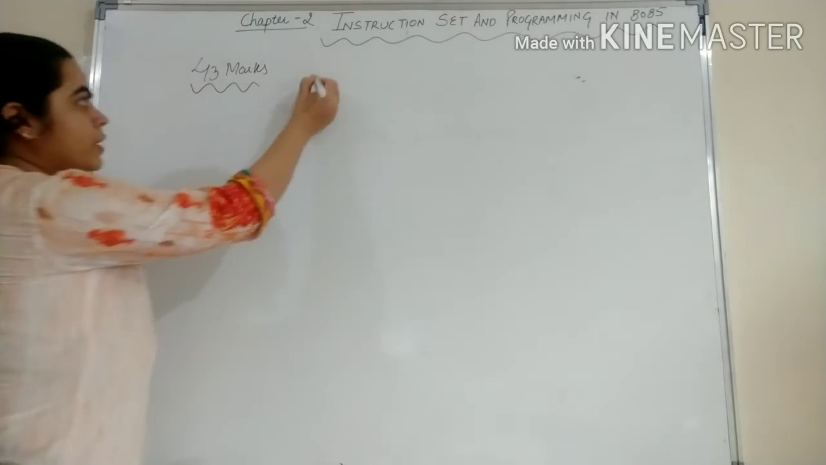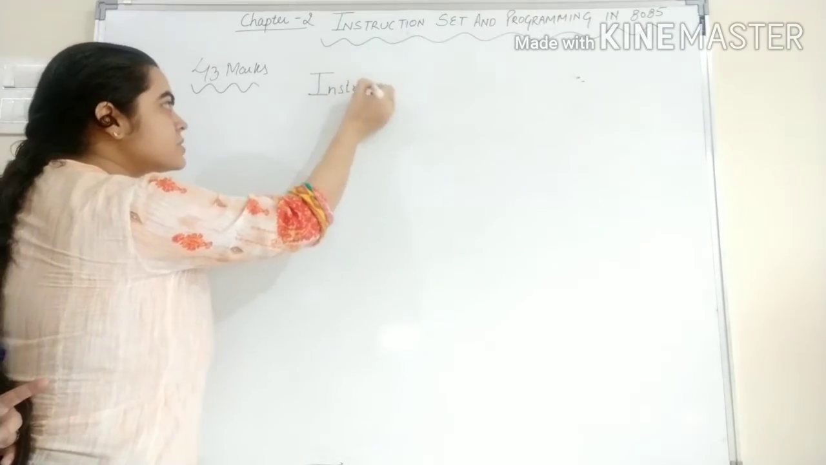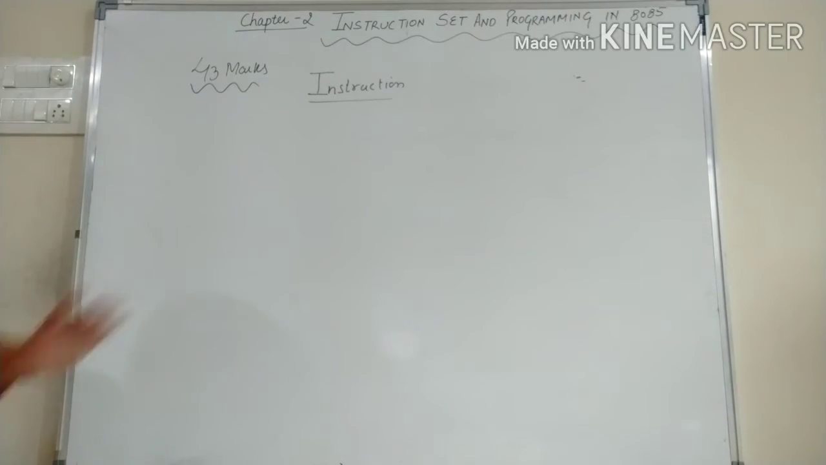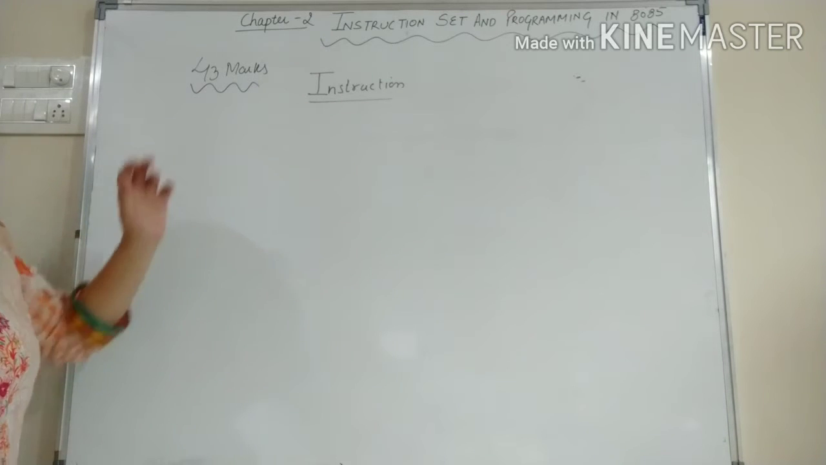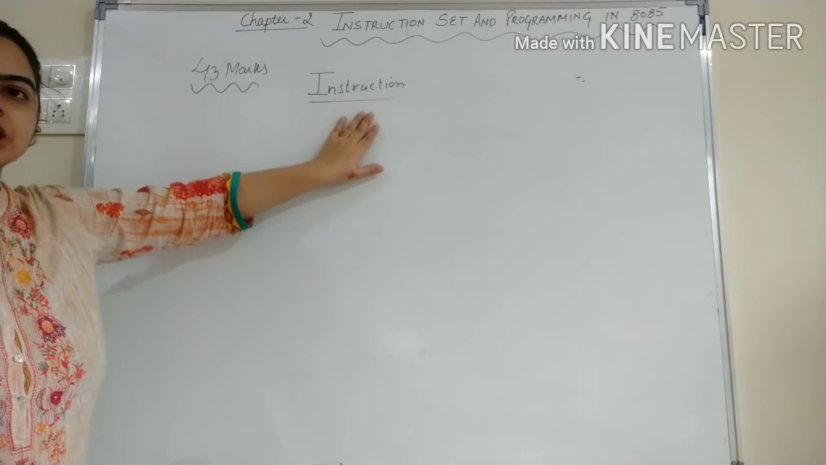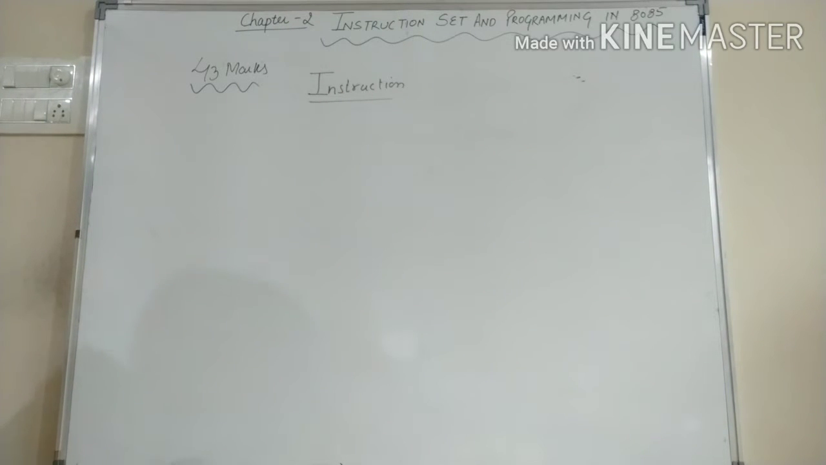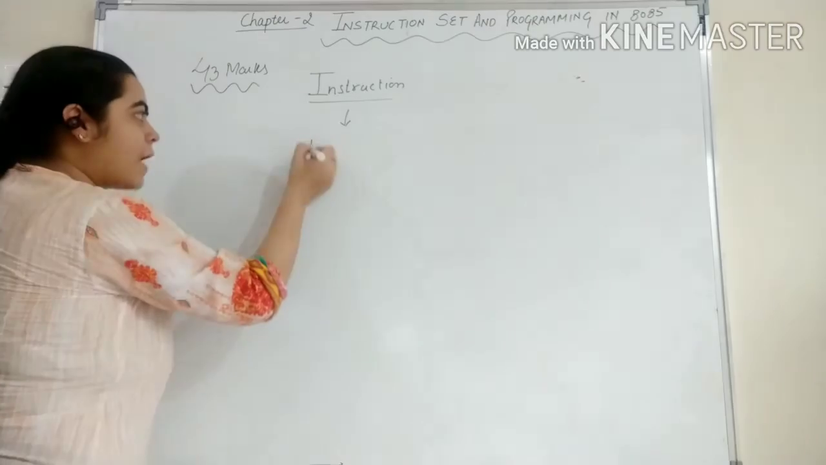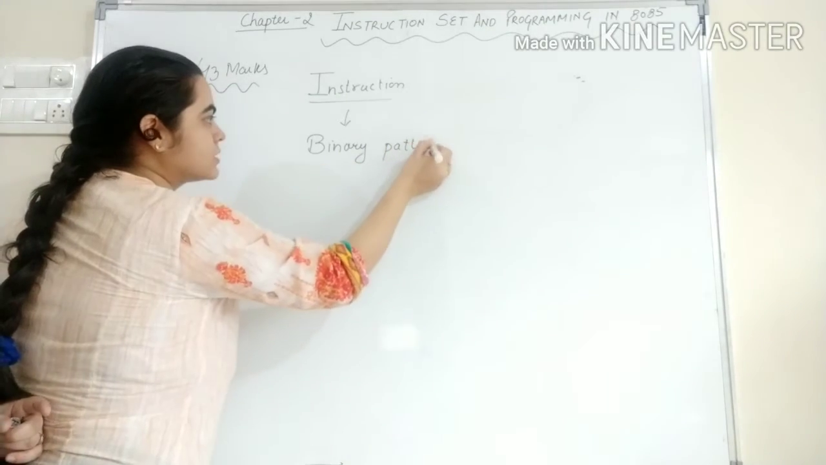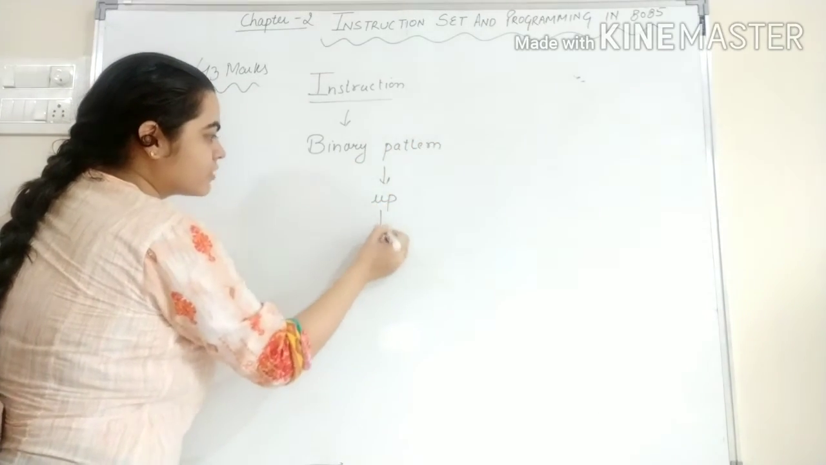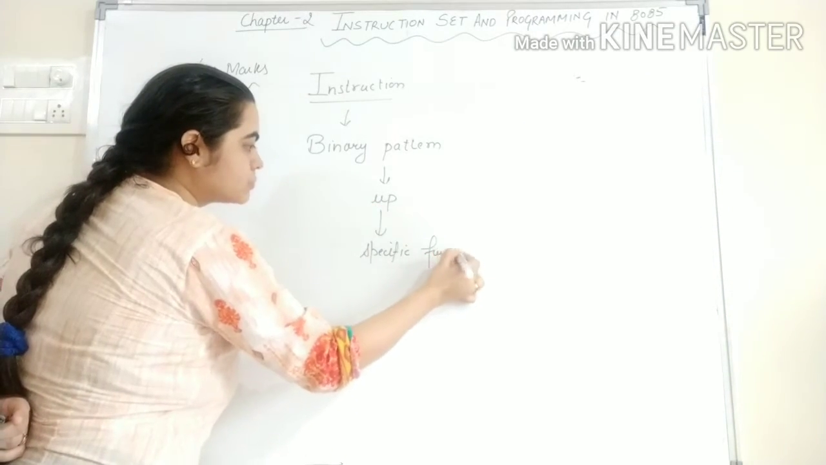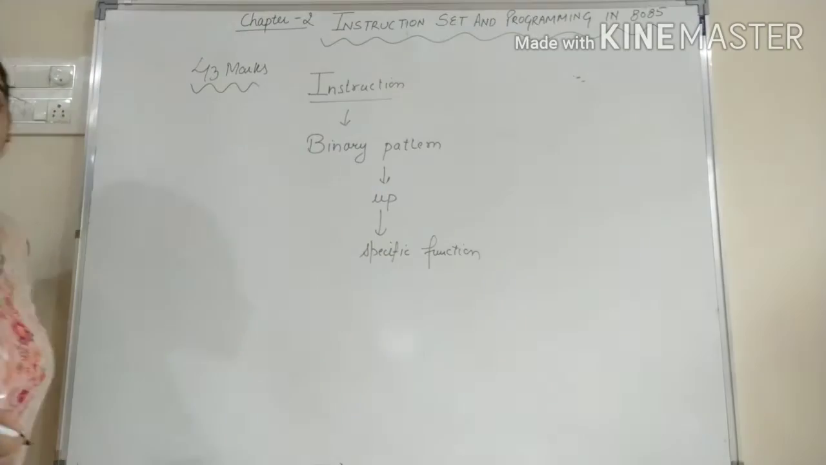Now students, tell me, what is instruction? Instruction is a command which we can give to the computer so that it can execute the functions. That is known as the instruction. So if we are talking about instruction in terms of 8085, then we can say instruction is a binary pattern which is to be followed by the microprocessor to perform the specific function. So a binary pattern which is followed by the microprocessor to perform the specific function is known as an instruction.